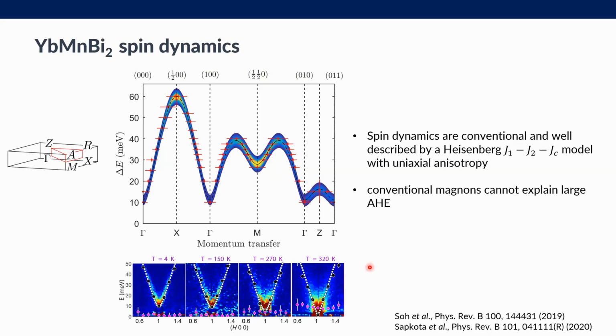And the spin wave is actually quite conventional. It can be well described by a Heisenberg J1, J2, and Jc model. So in a sense, these conventional magnons cannot explain the anomalous Hall effect either. So it motivated us to go further and use polarized inelastic neutron scattering to resolve any potential spin anisotropy.